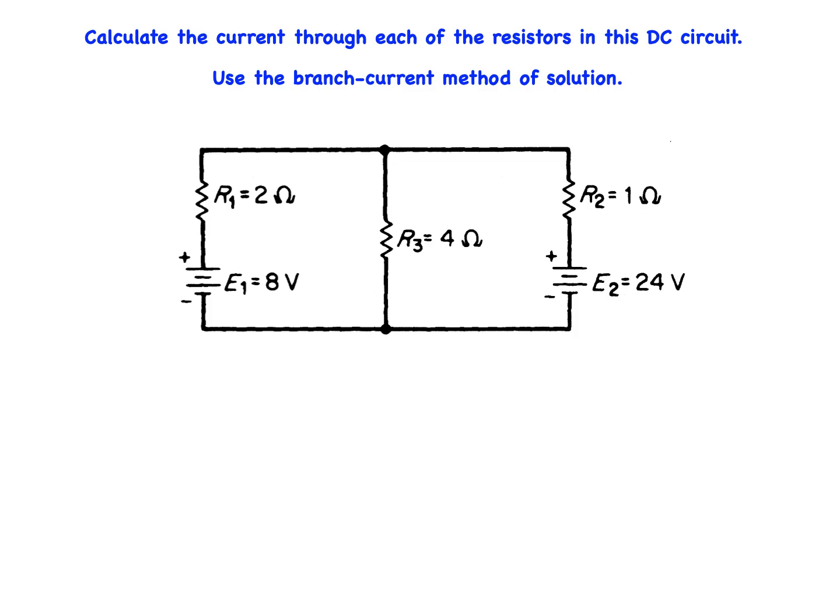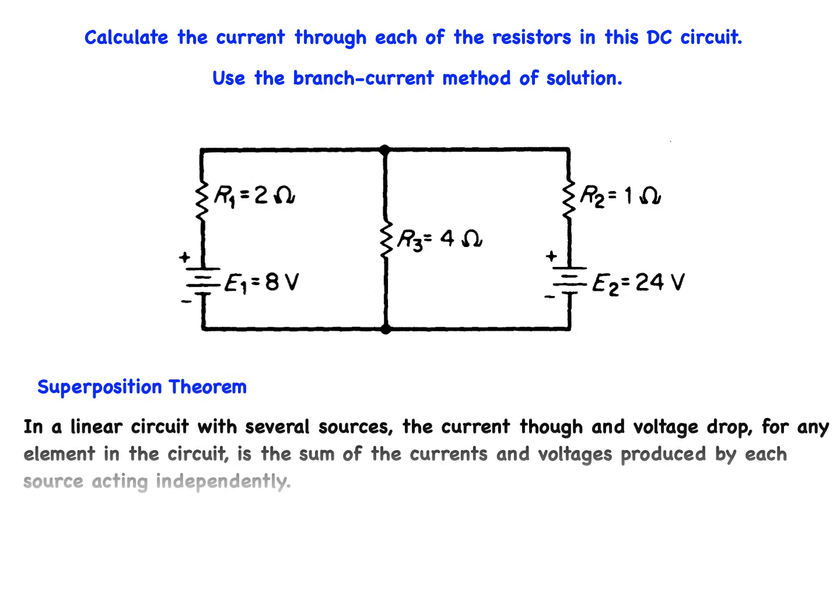The branch current method makes use of the superposition theorem, which states, in a linear circuit with several sources, the current through or the voltage drop for any element in the circuit is the sum of the currents and voltages produced by each source acting independently.